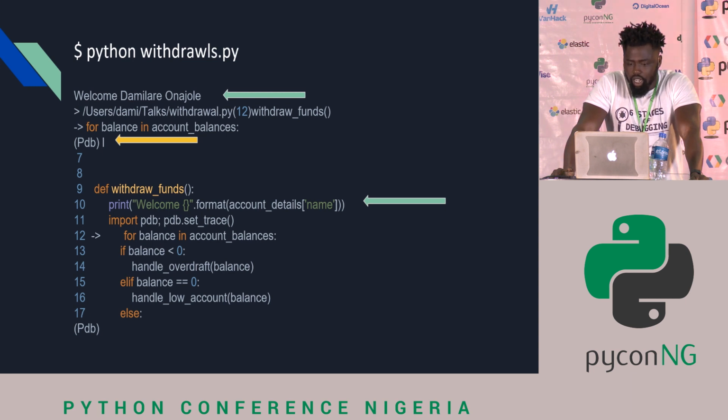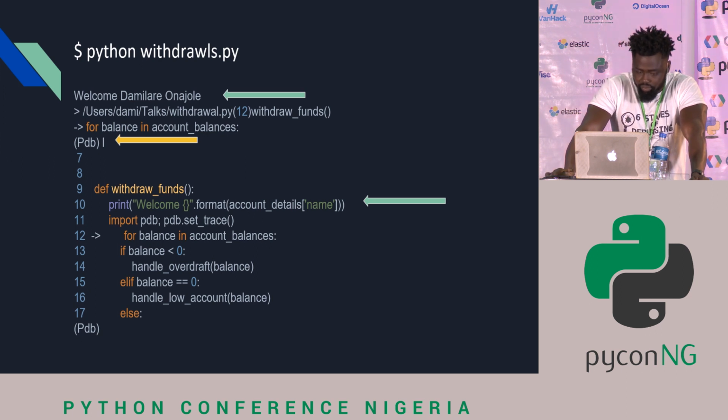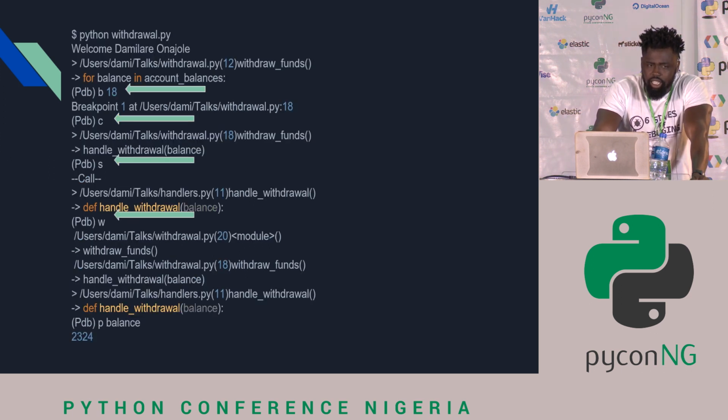So how do I use PDB to debug in this context? Usually debuggers have breakpoints, right? Breakpoints are like bookmarks in your code. So if you have 10 or 20 lines of code, you can set breakpoints at different lines, and what a debugger does is you can move to the bookmarks.